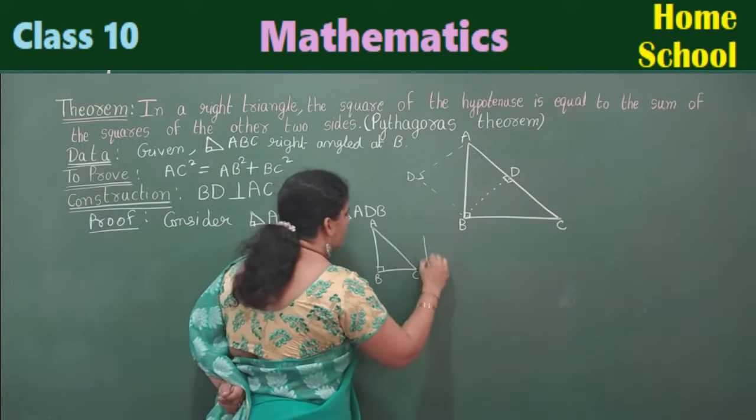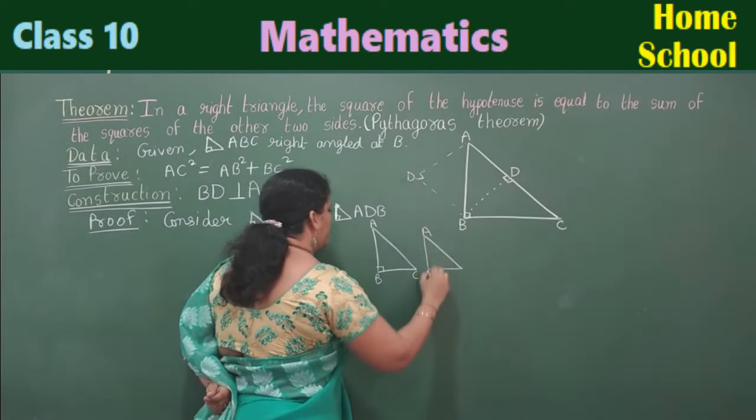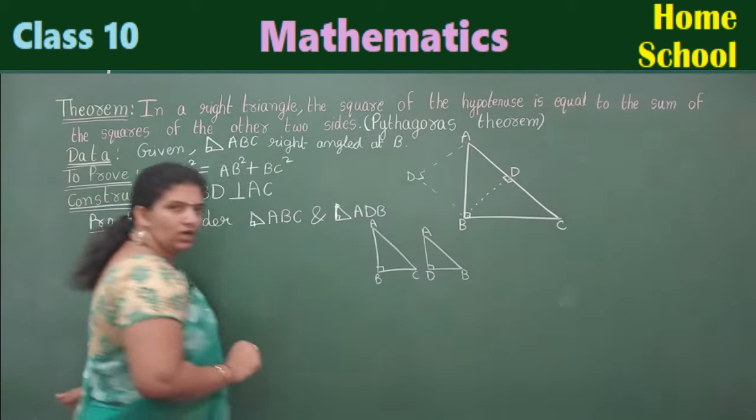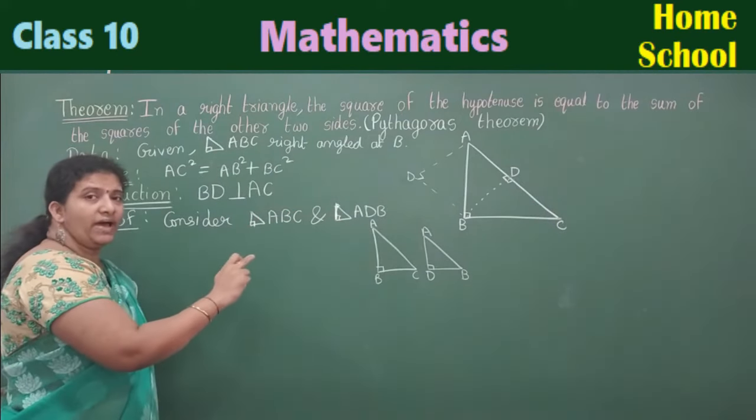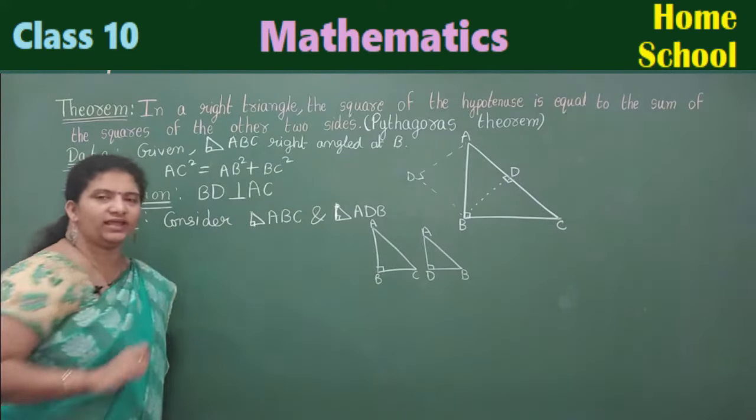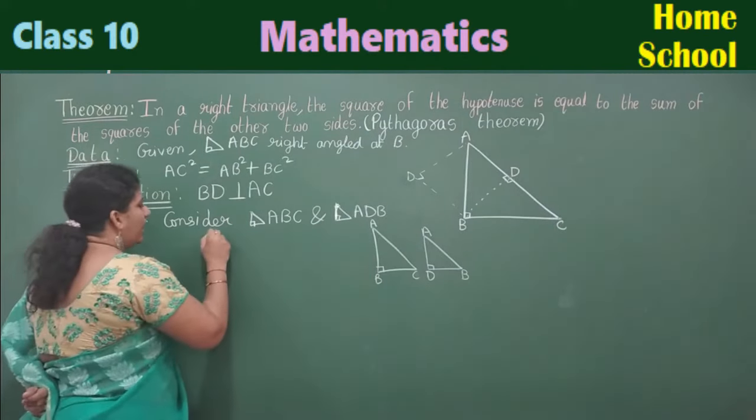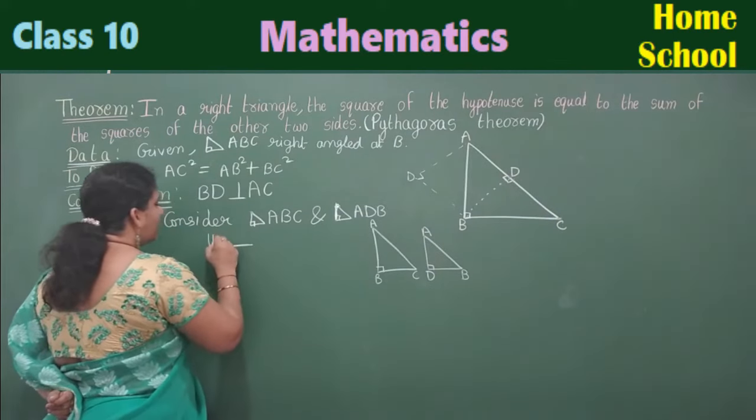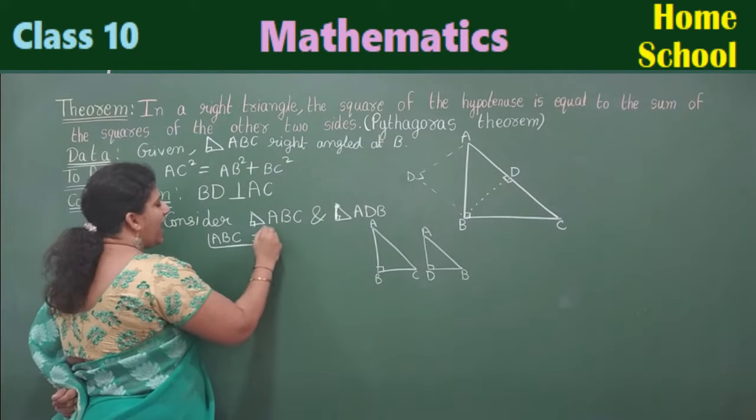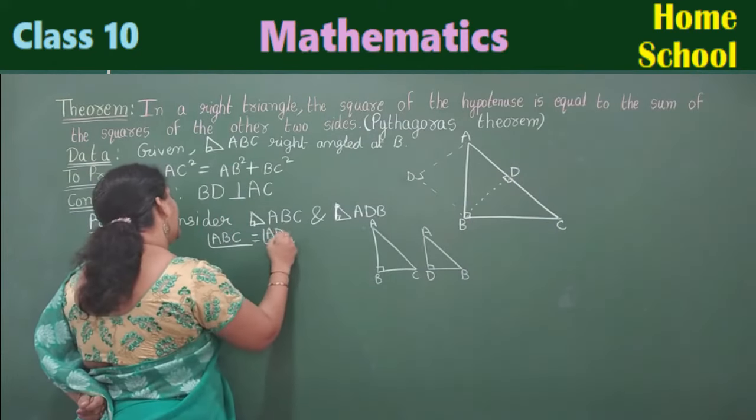ABC, big triangle, and one more small triangle ADB. Now compare these two triangles, triangle ABC and triangle ADB. So what can I say here? Instead of writing only one letter, I'll write: angle ABC is equal to angle ADB.